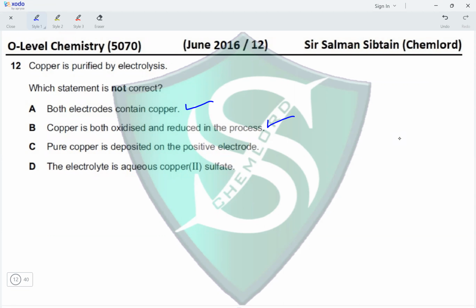Positive electrode is the anode. That is where oxidation occurs. Pure copper is deposited at the cathode where reduction occurs. So this point is incorrect. And the last one, the electrolyte is aqueous copper(II) sulfate. Yes. So options A, B, and D are all correct. However, the question asks for the one that is incorrect, making option C the correct option for this question.